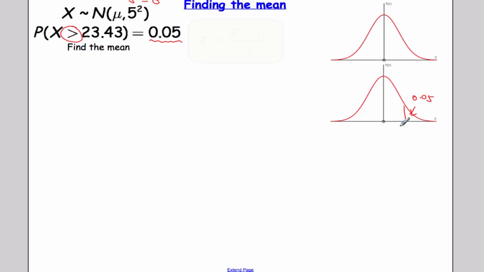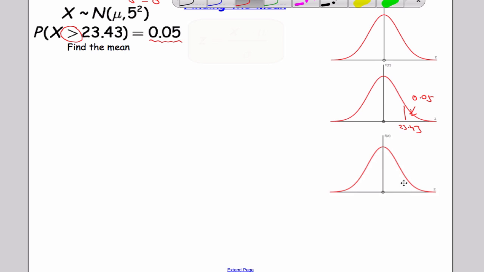This value here then must be 23.43, and what we're going to do is calculate a value for z and then see if we can solve an equation to get the mean. So we're going to transform this graph into the standard normal, which has a mean of 0, and the probability will be the same. It will be 0.05, and this value is going to be my z value.